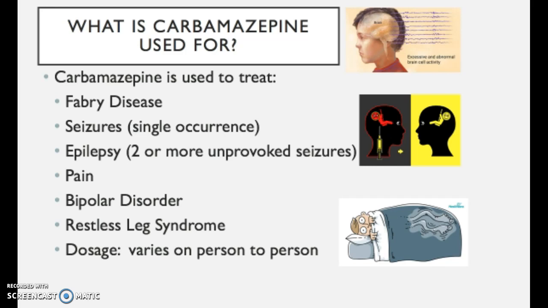Pain caused by overactive nerves is treated with carbamazepine. There are other disorders that can be treated with carbamazepine, such as bipolar disorder or restless leg syndrome, and the dosage varies from person to person.